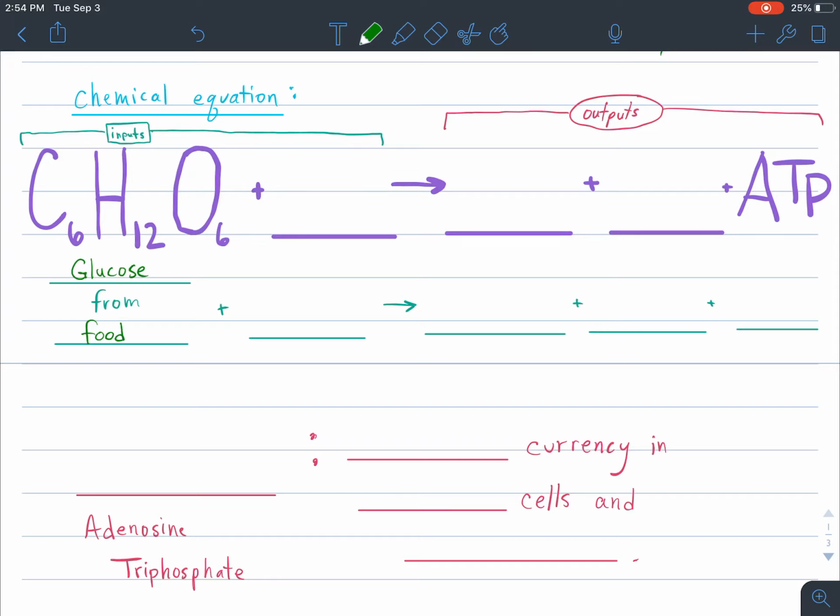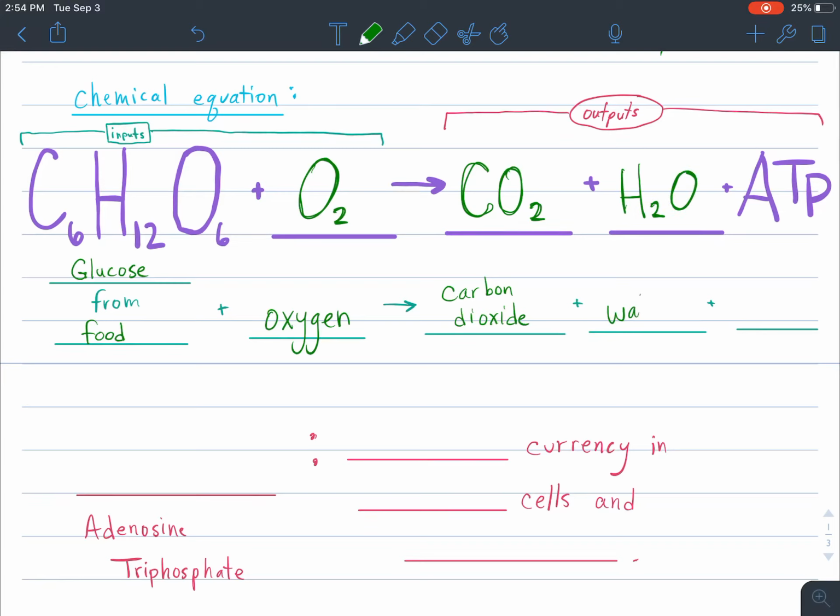C6H12O6. Now we have to eat that food, but we also have to breathe. We have to breathe the oxygen. And that oxygen actually reacts with the glucose from our food, and it produces carbon dioxide, which is CO2. Carbon dioxide. It also produces water, which is H2O. And as a result, we get that stuff that we were looking for. We get some ATP, which is our energy inside of the cell.